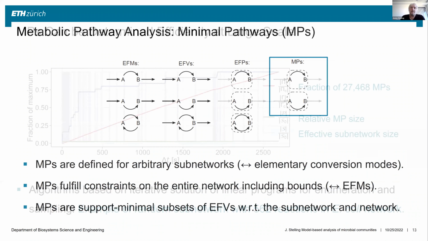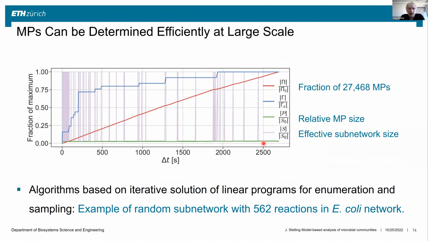Computationally, what we do is essentially iteratively solve linear programs to do this enumeration. What you see here is, over time, how the algorithm proceeds to generate, in red here, the fraction of MPs. In this case, it's for an E. coli network, 560 reactions, and you have roughly 27,000 of those. And you see also that we iterate over the subnets considered and also over the sizes of the MPs.